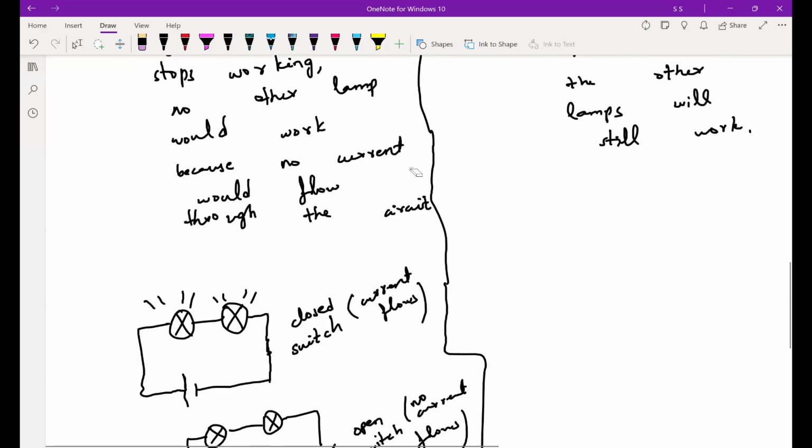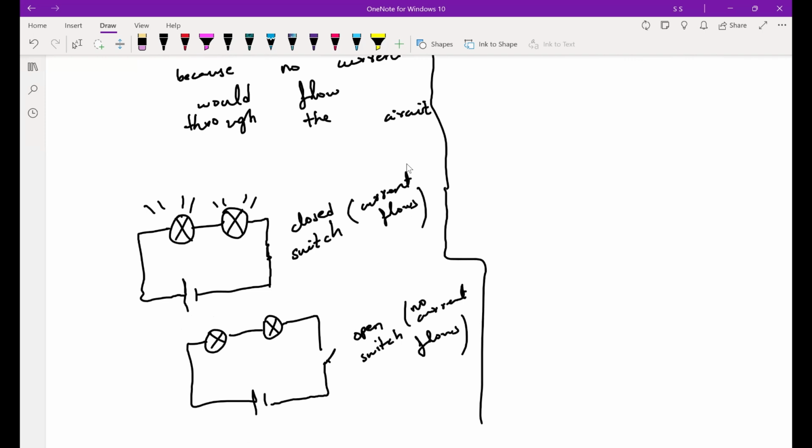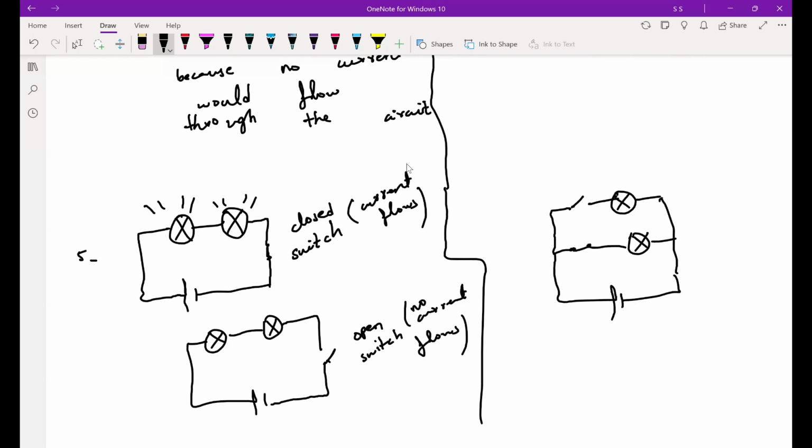But in a parallel circuit, I can control individual lamps. So if I made the same circuit in parallel, it would look like this. I could put switches over here. And now you can see that the first switch, S1, is closed and S2 is open.